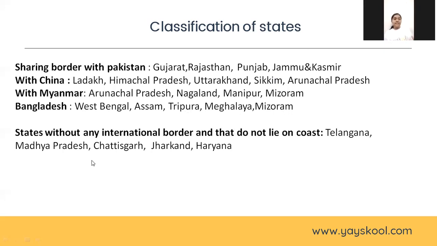And then let us just look at states which have no international border, and which also do not lie on the coast, like they are completely central in India. What are they? Telangana, Madhya Pradesh, Chhattisgarh, Jharkhand, and Haryana. So these are about the classification of states.